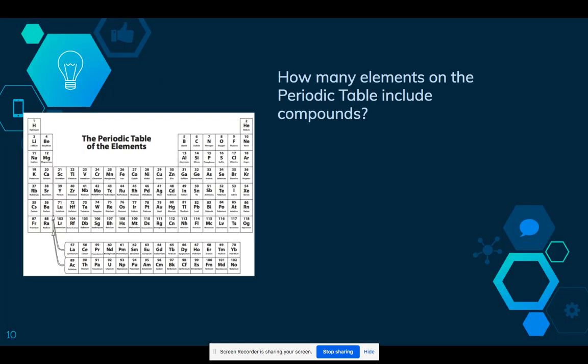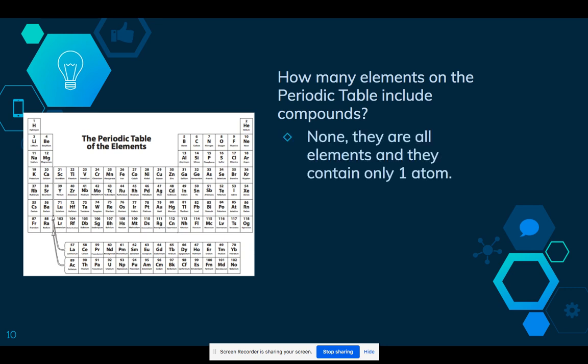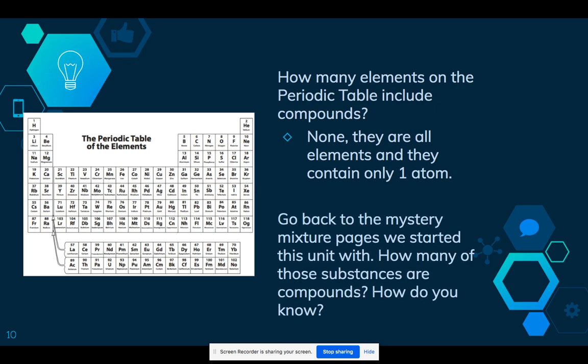So, how many elements are on the periodic table, including compounds? None. They're all elements that contain 1 atom. But what we talked about in class is if we're looking right here, we can see the total number of elements is 118. And a compound is just a mixture of elements. Like we talked about with the margarine. If you just add 1 molecule to it, you've created something completely different. 1 atom to it, you've created something completely different with plastic.